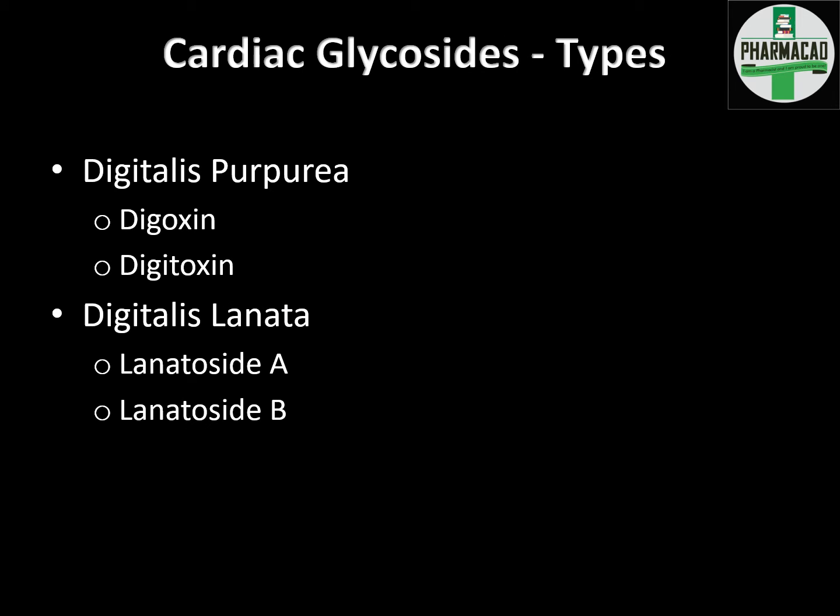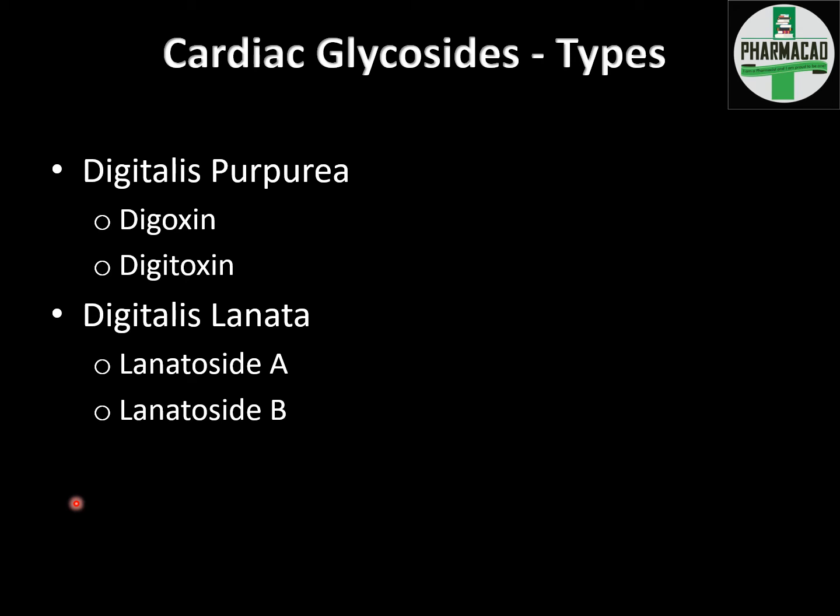Let's see some examples of cardiac glycosides. So in pharmacognosy you must have come across the digitalis plant, from which this cardiac glycoside is actually extracted. Now this digitalis plant is of two types, digitalis purpurea and digitalis lanata. From digitalis purpurea, digoxin and digitoxin cardiac glycosides are extracted, and from lanata, lanatoside A and lanatoside B are extracted.